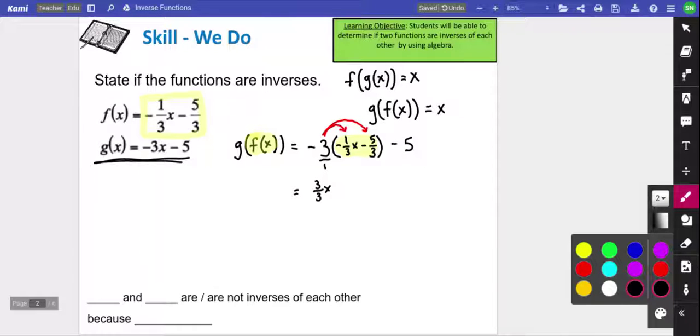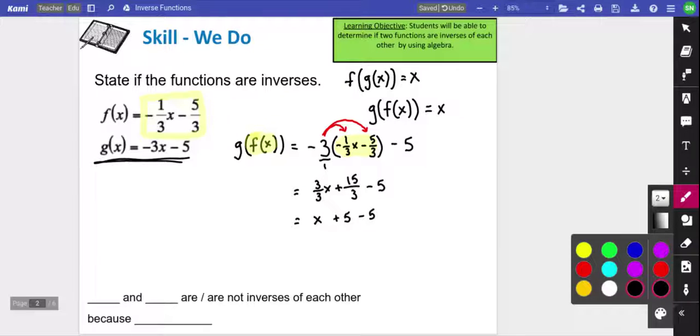I'll repeat the process for the next term. -3 times -5 is positive 15. And then 1 times 3 is 3. Don't forget to bring down the -5 at the end. I will simplify. 3 over 3 is 1 times x is x. 15 divided by 3 is 5. And I bring down the -5.